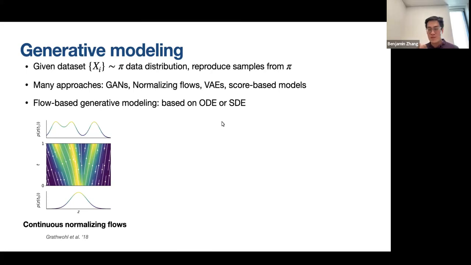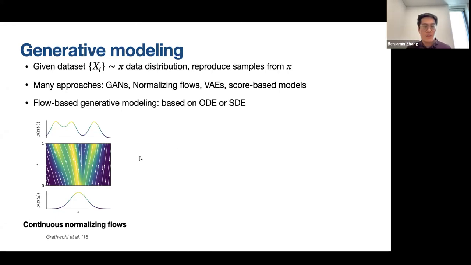Yeah, so there are many different approaches. You may have heard these words over the last few years. Many different approaches for generative modeling, things like GANs, generative adversarial nets, or normalizing flows, et cetera. And score-based models or diffusion models are very popular these days. But the ones we'll be focusing on today are these flow-based generative models, so based on ODEs and stochastic differential equations.